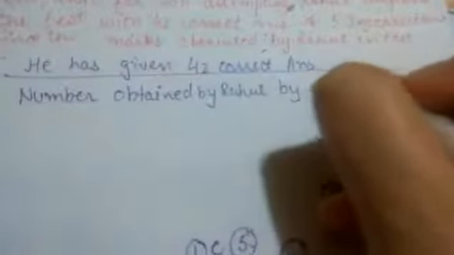Rahul completed the test with 42 correct answers. Means he has given 42 correct answers. Get it? This line you do not have to write. So the marks obtained by Rahul by giving 42 correct answers.